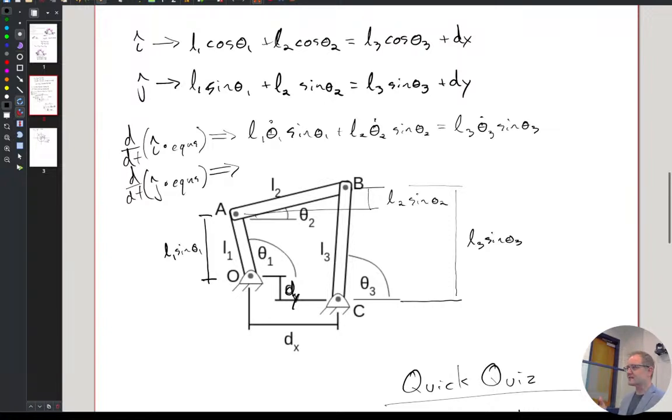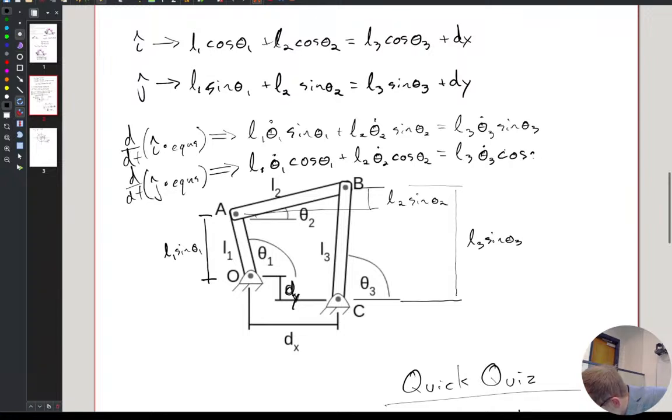And my dx is fixed to the ground, and the ground's not changing. So d/dt of that dx term is 0. Oh, whoops. I don't know why I'm doing this on autopilot. And there we go.